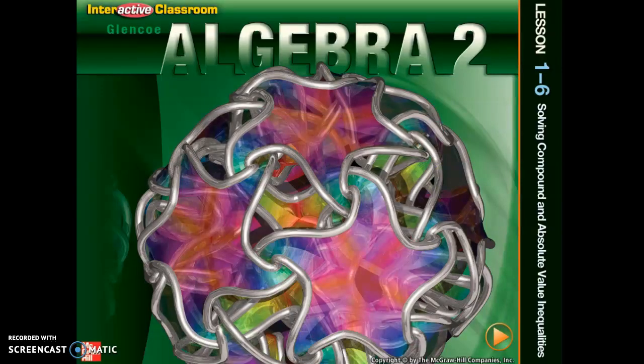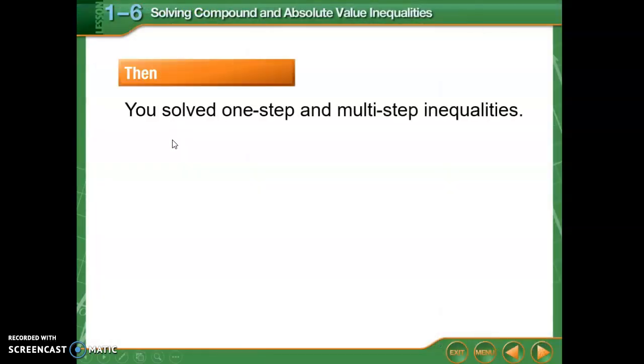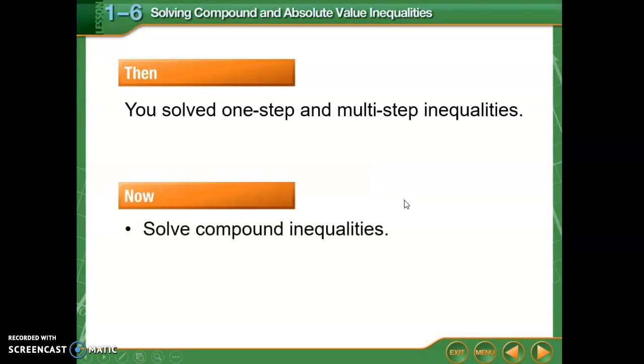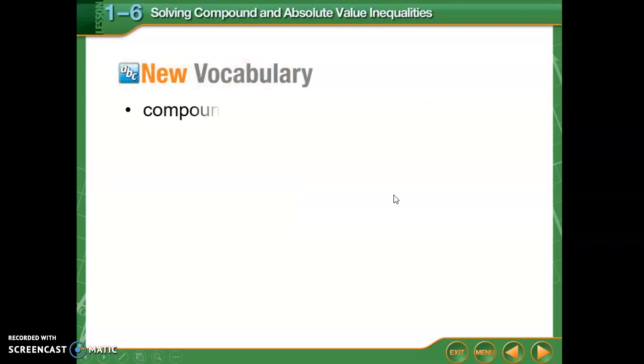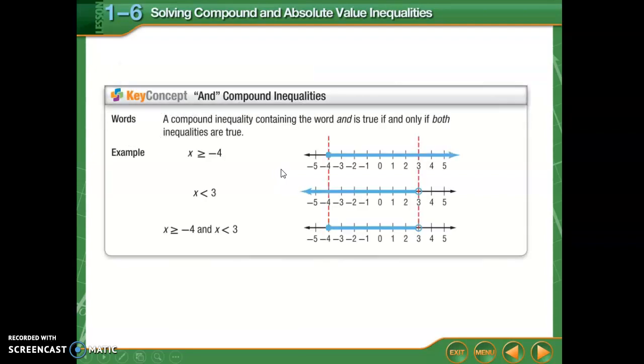Okay, so today we're going to discuss lesson 1.6, solving compound and absolute value inequalities. In the past, you solved one-step and multi-step inequalities. Today we're going to solve compound inequalities and absolute value inequalities. Our vocabulary words are compound inequality, intersection, and union. All right, let's start with the key concept.